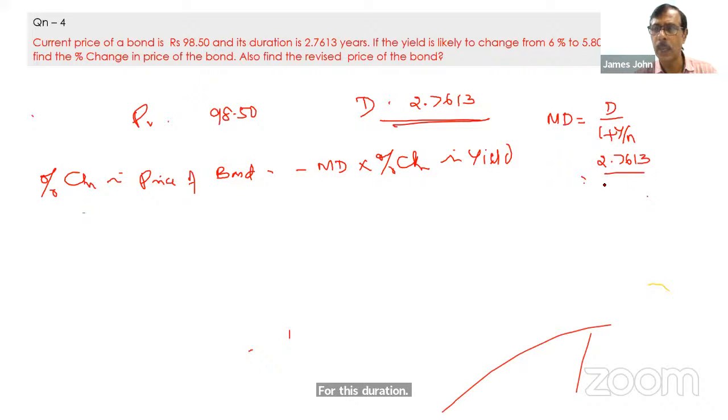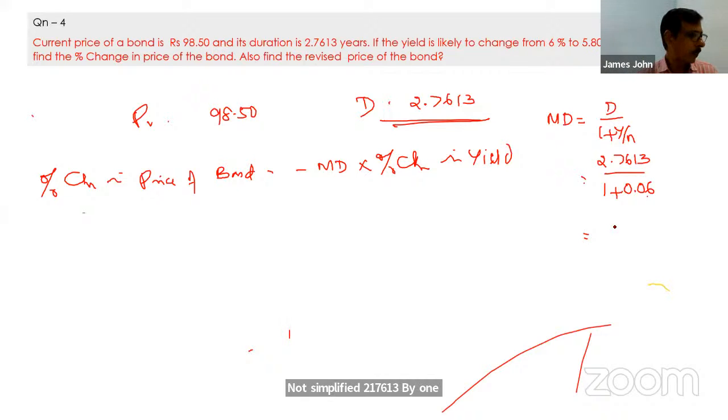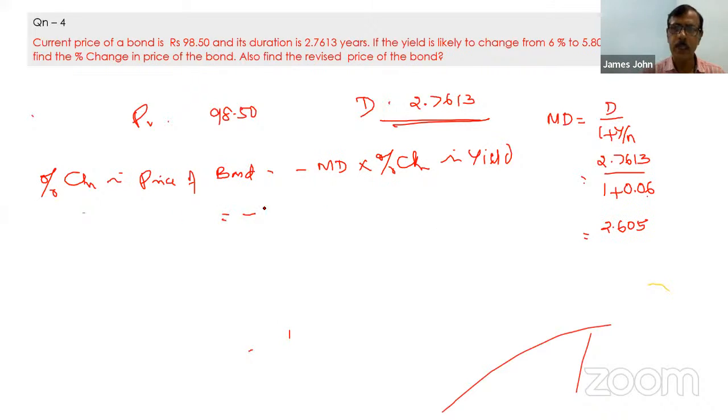2.7613 divided by 1 plus yield, which is 6%. 6% means 6 by 100, which is 0.06. Simplified, 2.7613 by 1.06, you will get 2.605. Apply the formula: minus 2.605 into percentage change in yield.